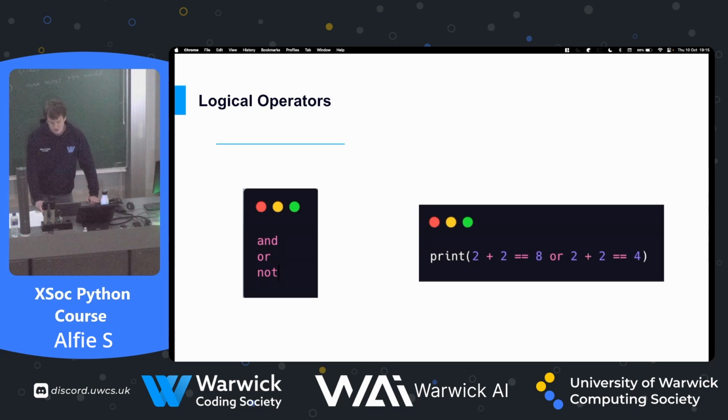Let's look at this one. Is 2 plus 2 equal to 8? No, it's not. Or is 2 plus 2 equal to 4? Yes, it is. So again, this whole thing would evaluate to true, even though one of them is false. And we're sticking only within our Boolean type here. Remember, we only have true or false. There is no intermediate third type or value. There's only true or false.